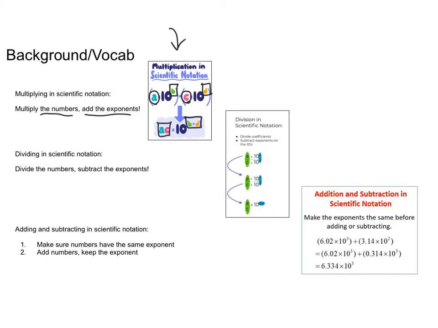When we divide in scientific notation, we do pretty much the same thing except we subtract our exponents. So we would divide our numbers, A divided by C, whatever that comes out to, and we would take our exponents and we would subtract them.